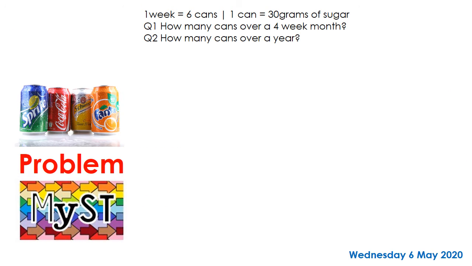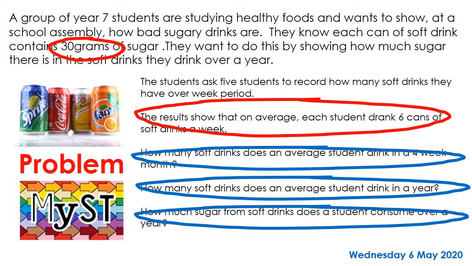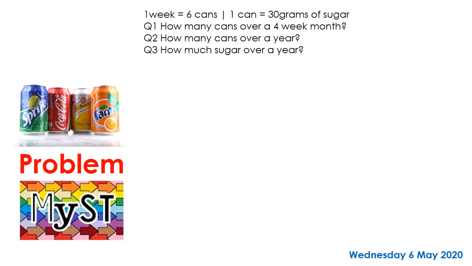That's the second question. And then the last question is, how much sugar from the soft drink does a student consume? That's the same as eating. Consuming is like eating, drinking, those sorts of things. It's a fancy word for it. Over a year. And so I write that. How much sugar over a year?